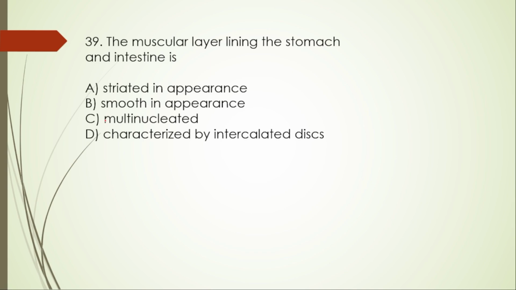39th question. The muscular layer lining the stomach and intestine is smooth in appearance. Striated is seen in cardiac muscle. Okay, that's what. This is wrong. Smooth in appearance we can see in stomach and intestine. Multinucleated is a characteristic of skeletal muscle. So here the right option is option B.